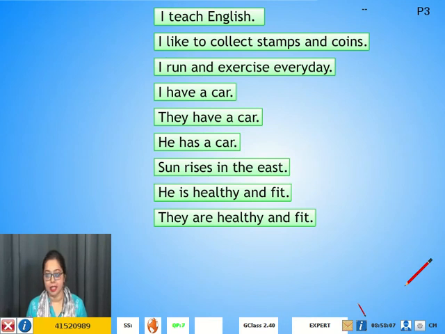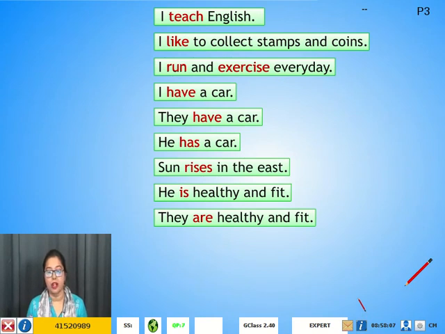I teach English. I like to collect stamps and coins. I run and exercise every day. I have a car. They have a car. He has a car. Sun rises in the east. He is healthy and fit. They are healthy and fit. So these sentences are basically in present tense.